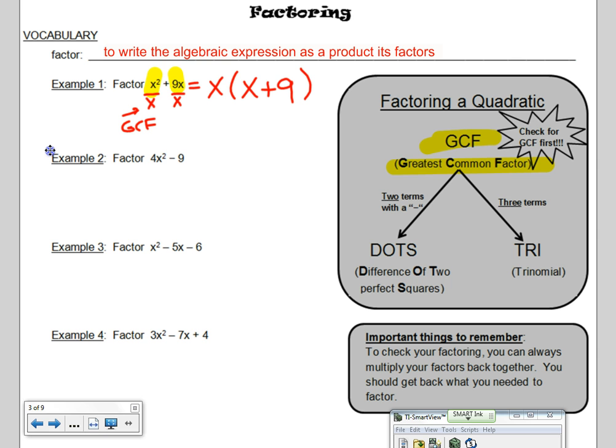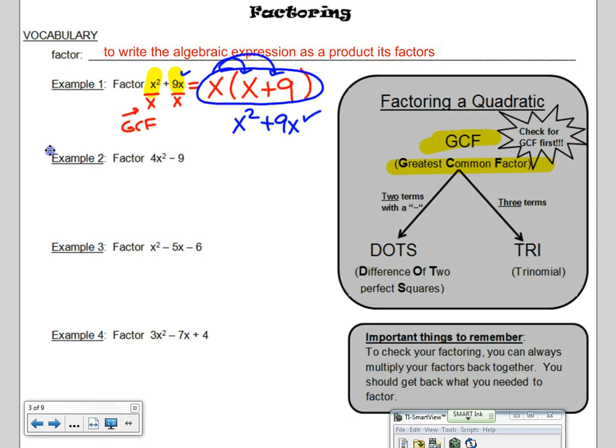Now, if you want to check yourself to make sure that you're right, you can re-multiply x to both of them. X times x is x squared, and x times 9 is 9x. And you should always be able to multiply your factors back together to get what you started with, which does check out. So therefore, x squared plus 9x equals x times x plus 9. That is your factored form.